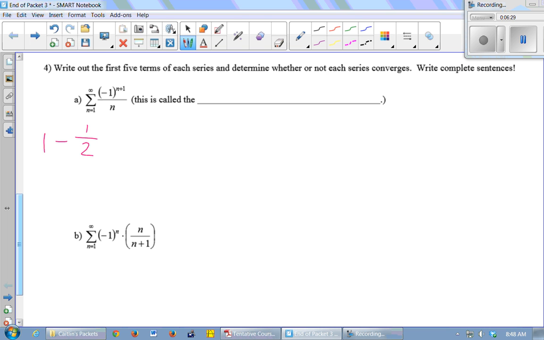Okay, and then I'm going to plug in n equals 3. So 3 plus 1 is 4, so that's going to be positive. -1 to the 4th is +1, 1/4. And then plug in a 4, and I get a -1/5 plus 1/6 minus 1/7 plus ... Did I miss a term? Oh, yeah. Thank you.